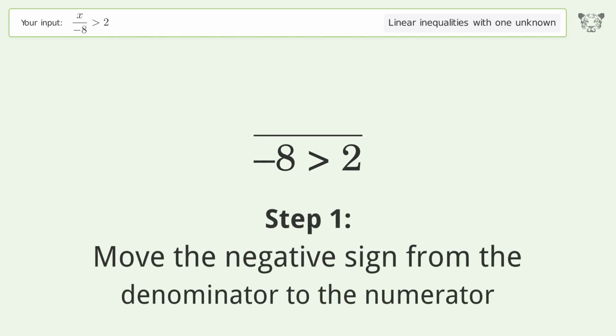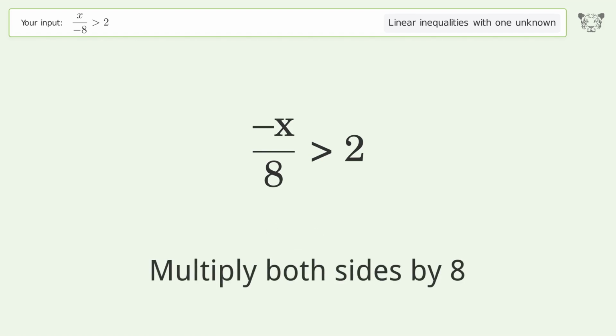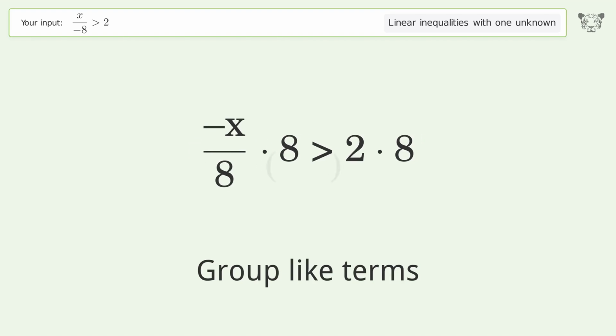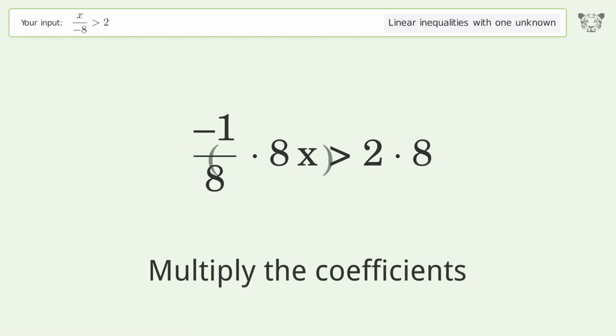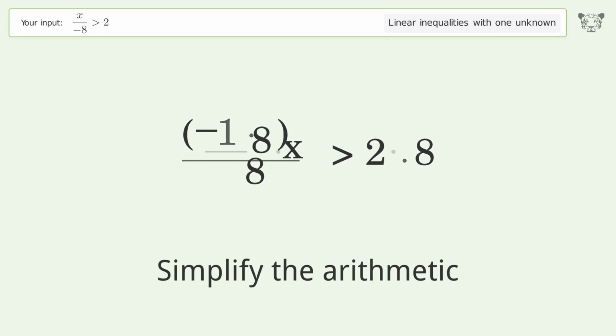Move the negative sign from the denominator to the numerator. Isolate the x. Multiply both sides by 8. Group like terms. Multiply the coefficients. Simplify the arithmetic.